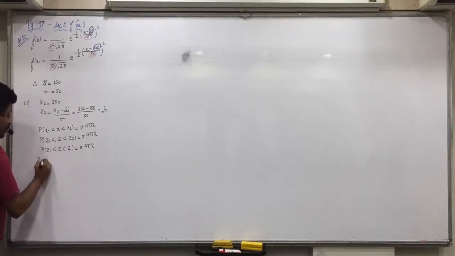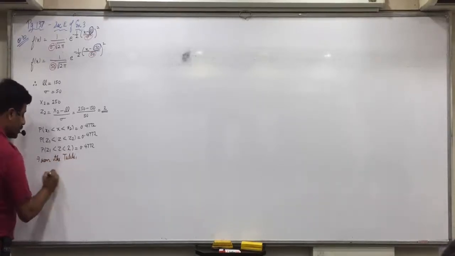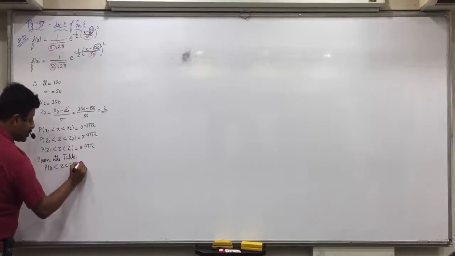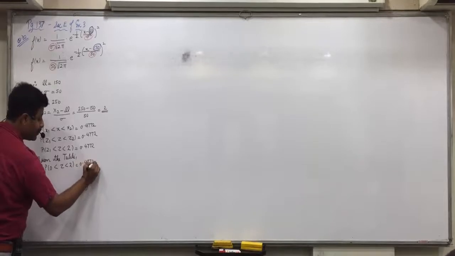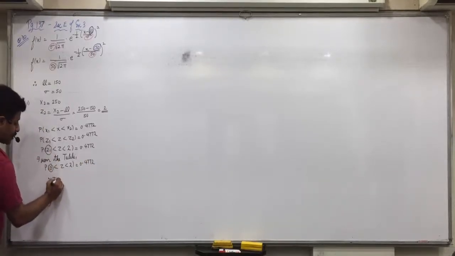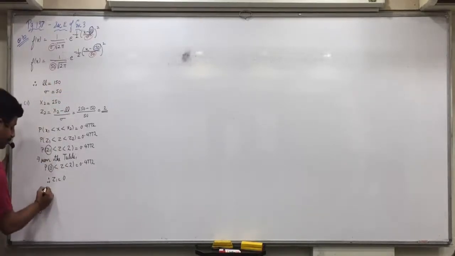You will say from the table, so no need of any diagram here. From the table, P(0 less than z less than 2) is 0.4772. So directly if you compare the two, then z1 is coming to 0. Z is 0 means it's the mean. Mean of a standard normal variable is 0. Means x1 would be 150 only. But we can solve and show that.